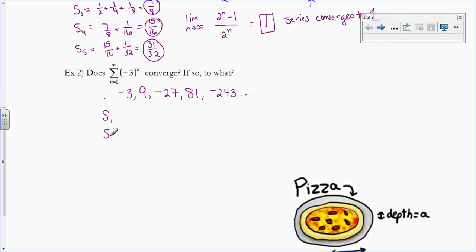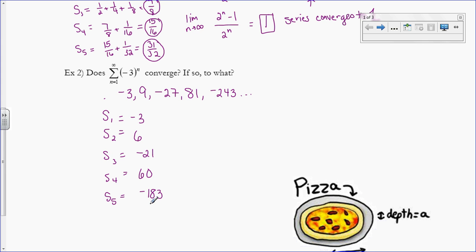So if I look at my partial sums, S1, S2, S3, S4, first term is negative 3. If I add up the first two terms, negative 3 plus 9 is 6. If I add up the first three terms, I have 6, technically plus a negative 27 is negative 21. Add that to 81, I get 60. Add that to negative 243, and I get negative 183, I think. Is this going anywhere? No. I can't even write a rule for this.